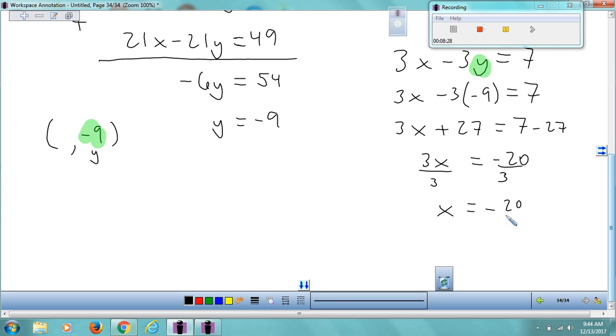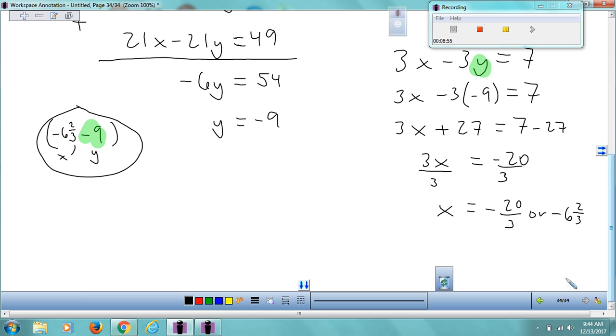We can actually leave this as -20/3. But we might opt to write it as a mixed number. How many times does 3 divide into 20 evenly? 6, right? 3 times 6 is 18, which leaves us 2/3. And so that's our intersection point.